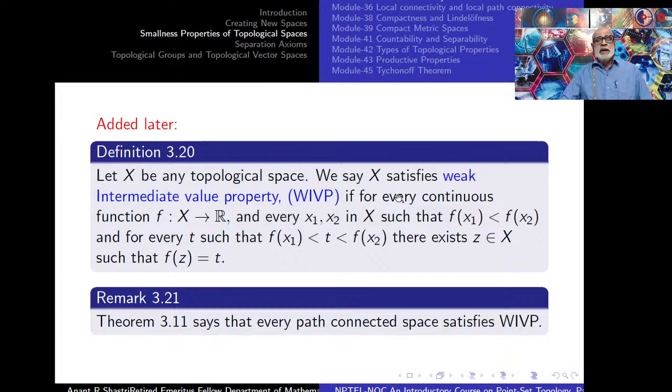What is it? If for every continuous function f from X to R and x1 and x2 given inside X, f(x1) less than f(x2), t is between f(x1) and f(x2), for all such t there exists a z belonging to X such that f(z) equals t. So z itself cannot be compared with x1 or x2 because there is no order. So such things we can call weak intermediate value property.